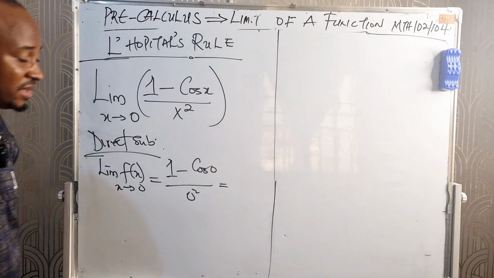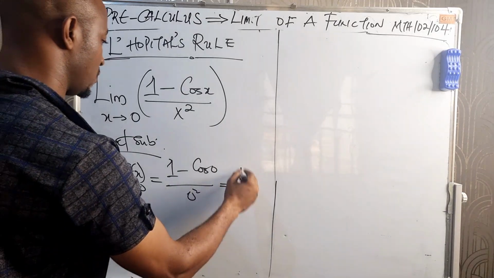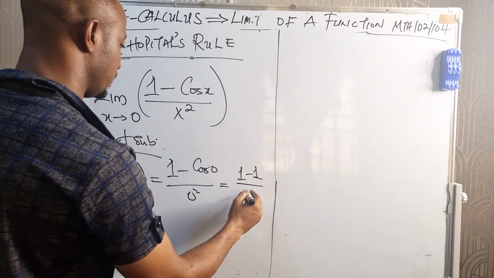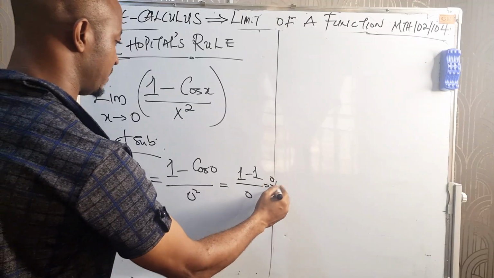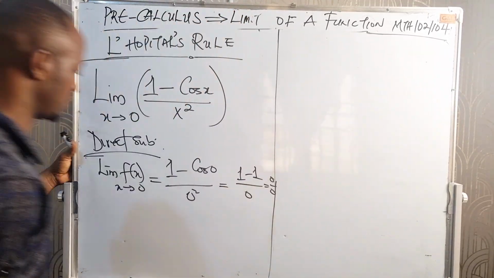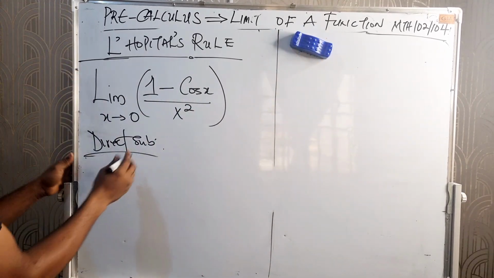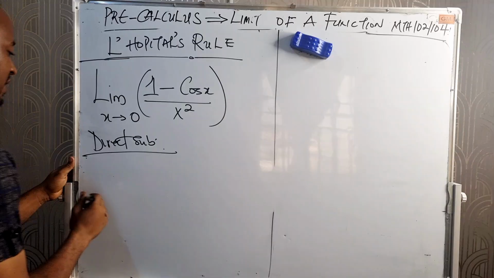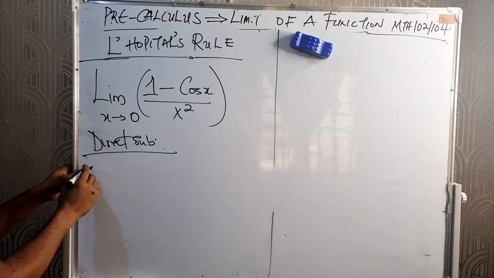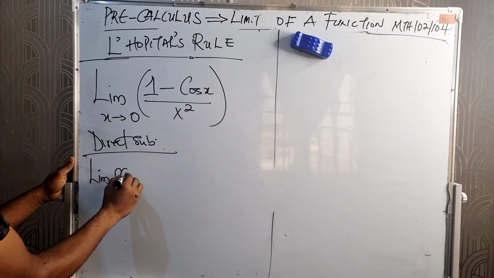Cos 0 is 1, right? So we have 1 minus 1 over 0. That will give us 0 over 0. So we have an indeterminate form. So what do we do? Is to use the L'Hopital's rule. So using that L'Hopital's rule, we have the limit. Let's call this f of x now.